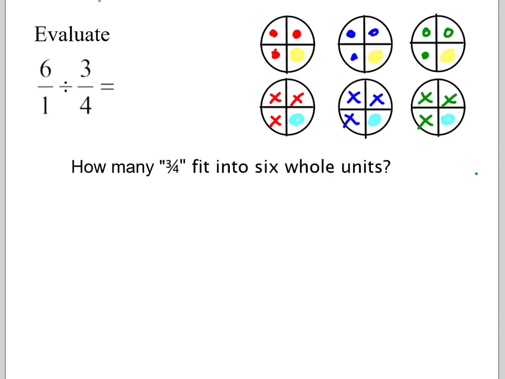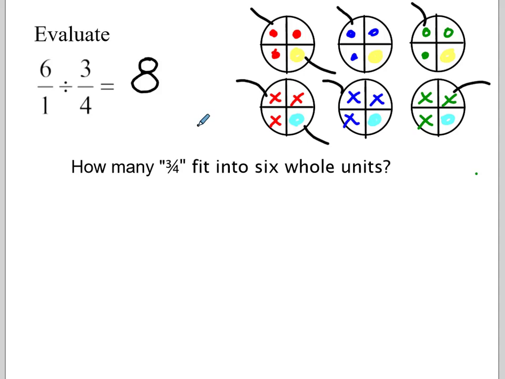So if we were to count this up, there's one group here, 2 groups, 3 groups, 4 groups, 5 groups, 6 groups, 7 groups, the yellow, 8 groups, the light blue. So the answer here is 8. Okay, so there are 8 groups of 3/4 inside a 6.